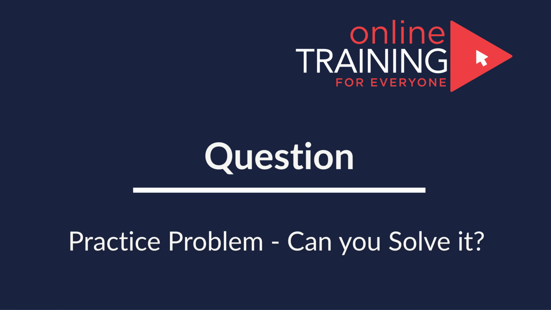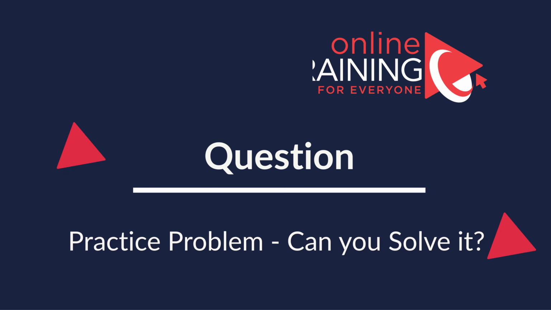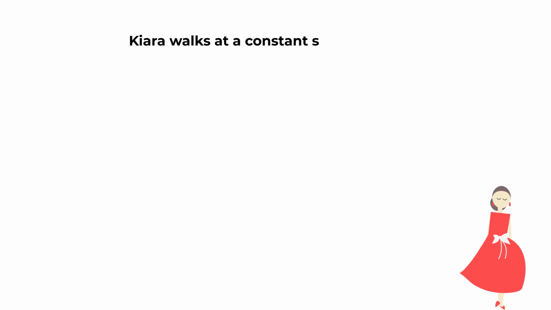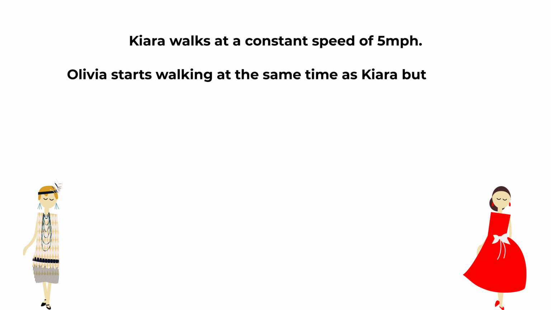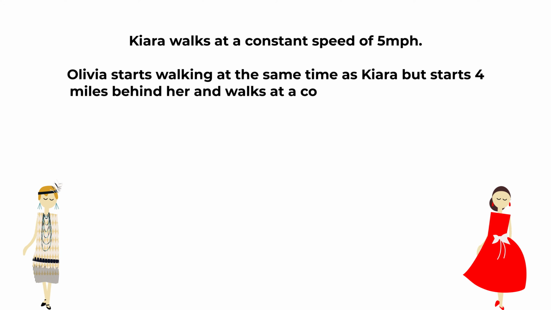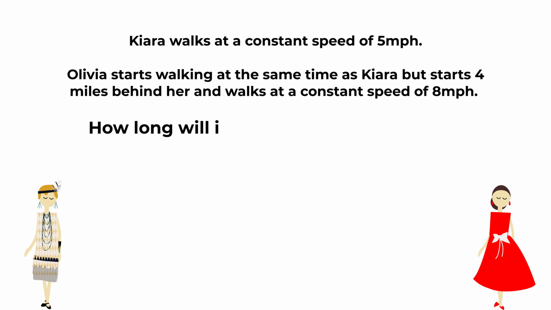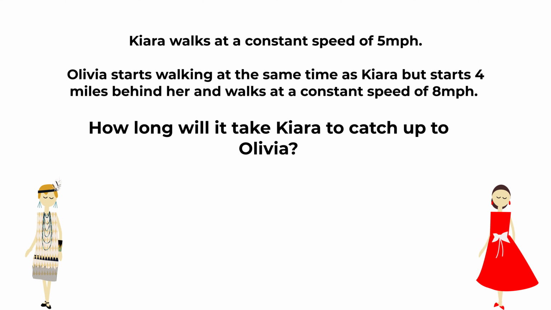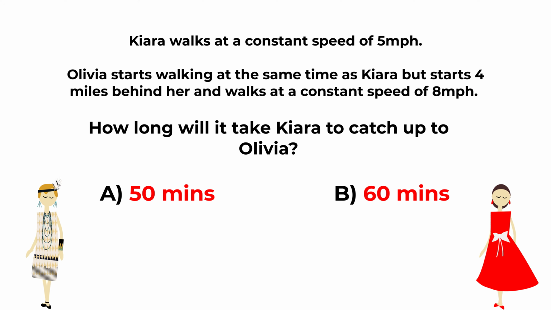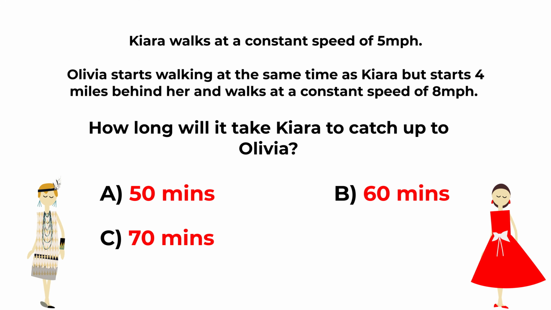Here's the practice question for you. Kiara walks at the constant speed of 5 miles per hour. Olivia starts walking at the same time as Kiara, but starts 4 miles behind her and walks at the constant speed of 8 miles per hour. How long will it take Kiara to catch up with Olivia? And you have 4 different choices. Choice A, 50 minutes. Choice B, 60 minutes. Choice C, 70 minutes, and then choice D, 18 minutes.